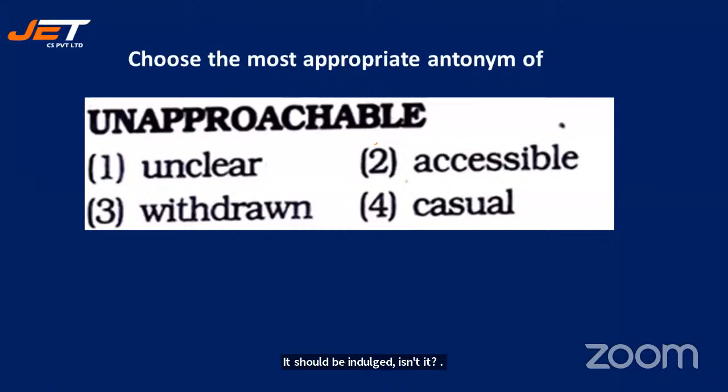Unapproachable. So it's very simple, isn't it? Approachable means you can easily go ask that person. Unapproachable means you cannot go near him at all. So now you need to give me the antonym of that. All four words are very simple, so this does not require any explanation.